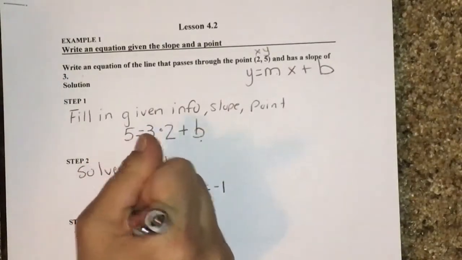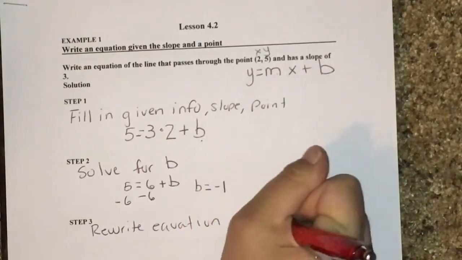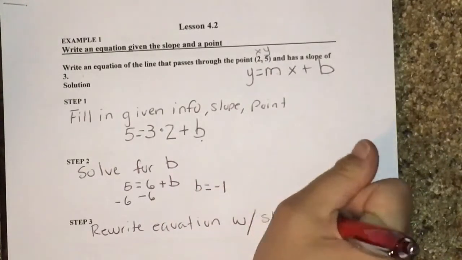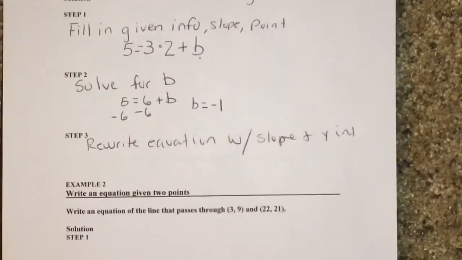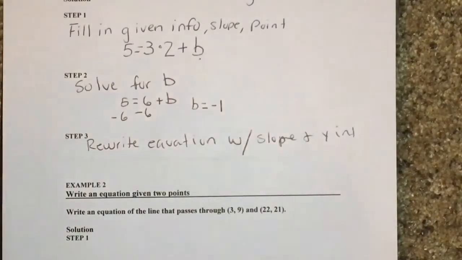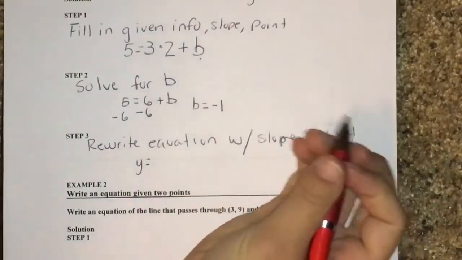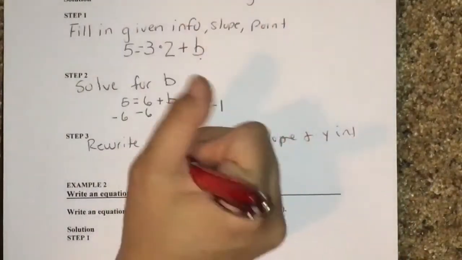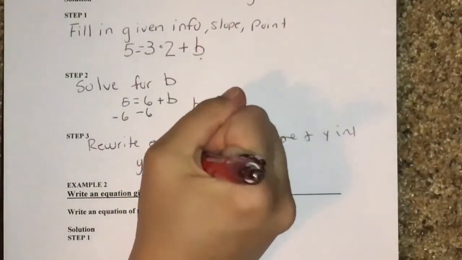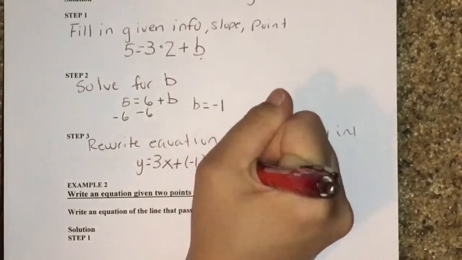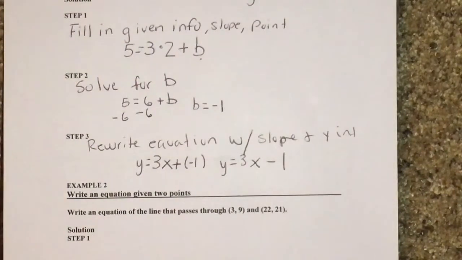Step 3 is to rewrite the equation with your slope and your y-intercept. Now that we have our slope and our y-intercept, we can write our equation. y is equal to our slope, which they gave us is 3x plus b, or y is equal to 3x minus 1.